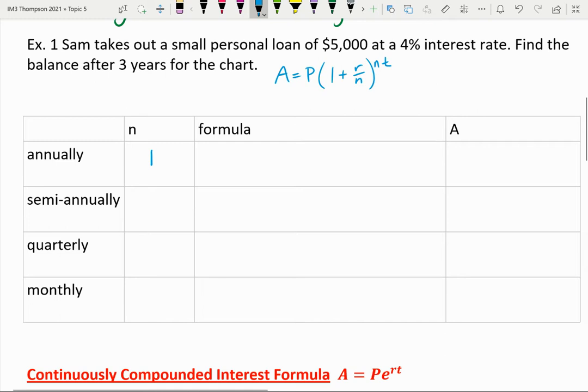I'm going to fill in all the pertinent information. I'm looking for the final amount. That's my goal, is to find A. P is the principal amount, which is also known as the initial amount. So for that, I'm going to plug in 5,000.